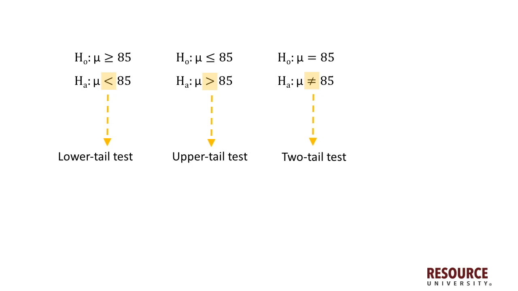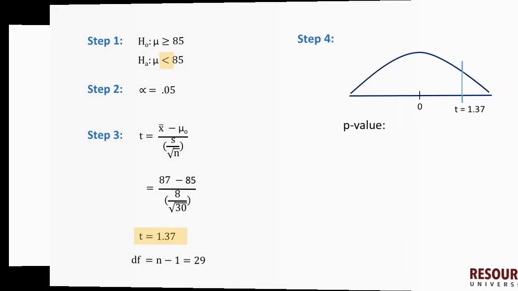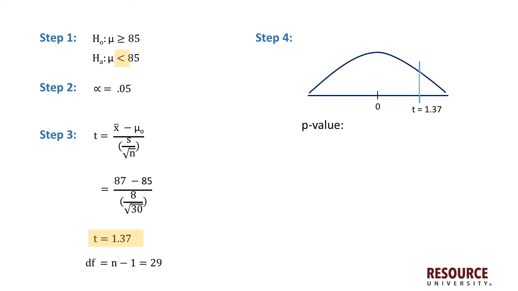The less than sign in HA indicates it's a lower tail test. If it was the greater than sign, it would be an upper tail test. And if it were an inequality sign, it would be a two-tail test. We always look for the sign in HA to determine whether it's a lower tail, upper tail, or two-tail. So in this case, this is a lower tail test, and the p-value is given by the area under the curve to the left of 1.37.